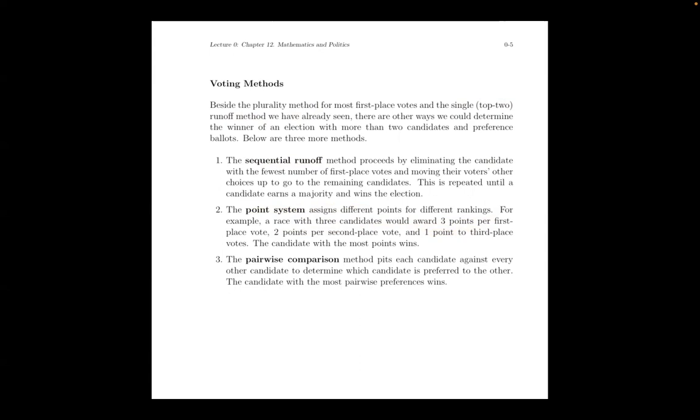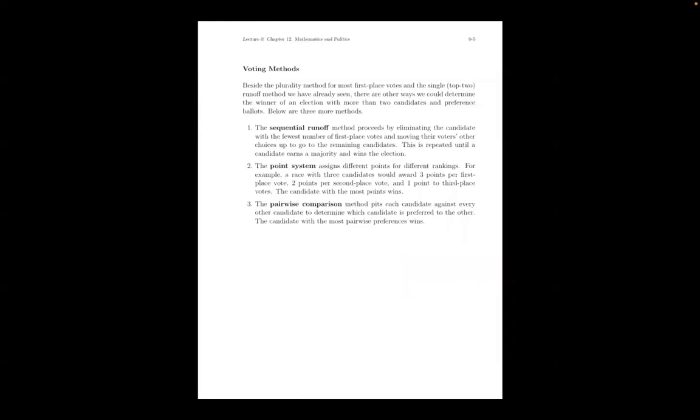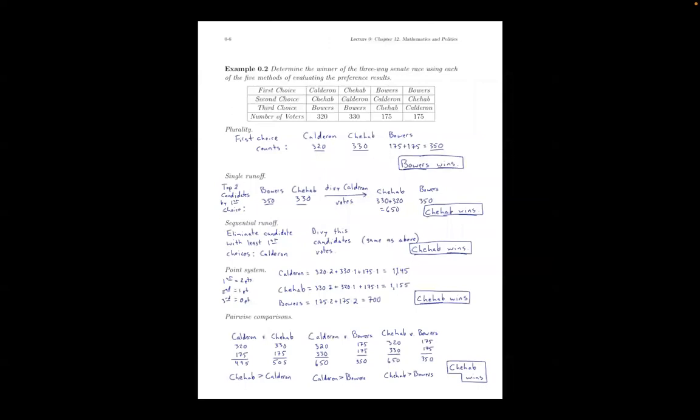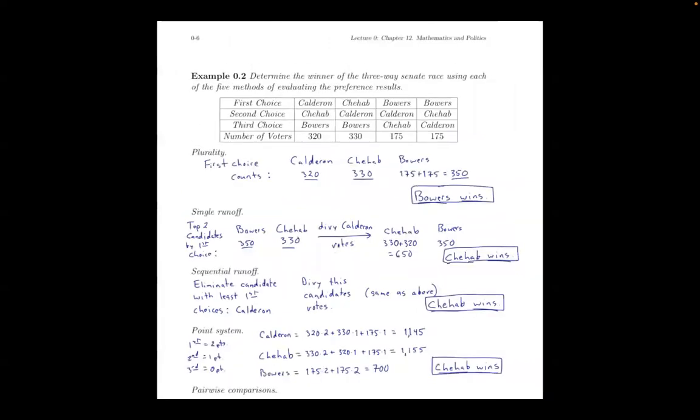And then lastly, we could use a pairwise comparison method. In this situation, you pit each candidate against every other candidate individually. And then the candidate who beats every other candidate individually in pairwise races, one-on-one, wins the election. So let's see how to do all of these things. So we'll go now to that example using all of these.